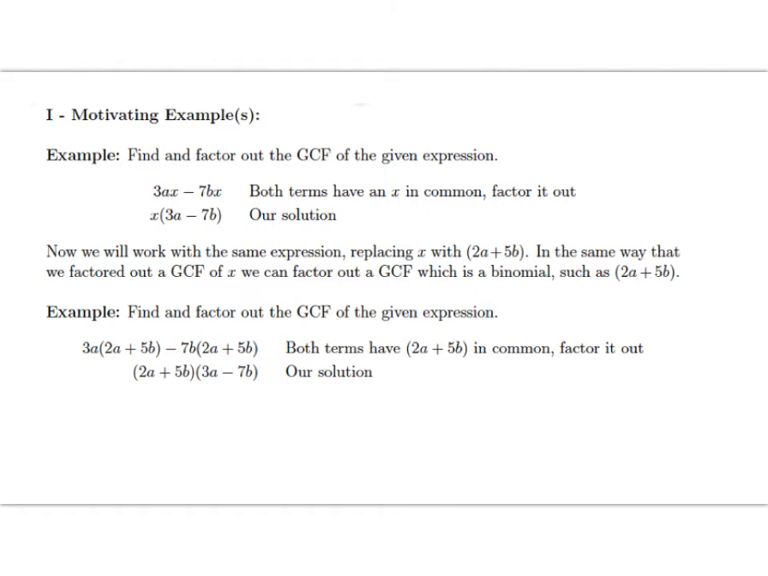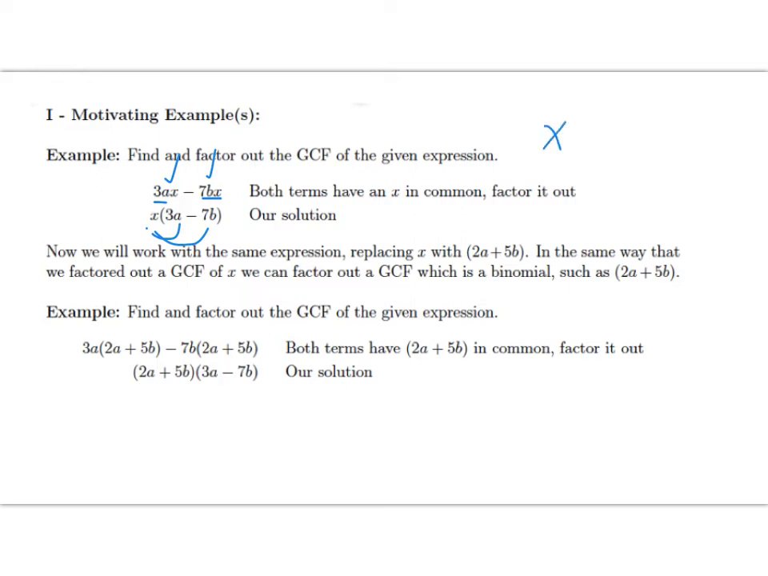So finding a greatest common factor. What we do is we see what each term shares in common. These are both multiples of x, so we can pull out that x. Then if you think of factoring as sort of the reverse of the distributive property, x times 3a makes 3ax, and x times negative 7b makes negative 7bx. But so that's our factored form of our first example.